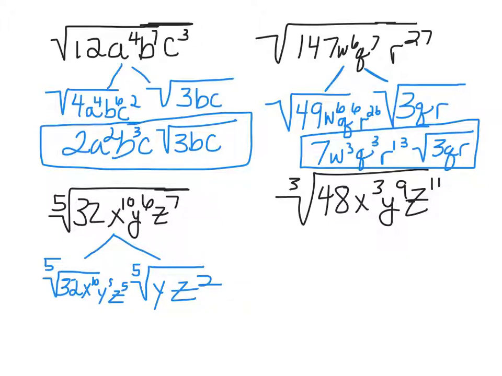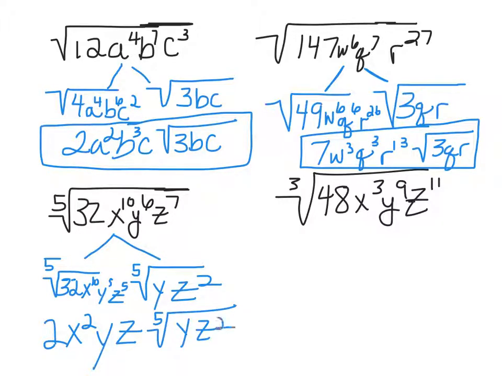Now I take this perfect fifth part, and I just find the fifth root. So the 32, the fifth root of that is 2. Then I have x to the 10th. Well, 10 divided by 5 is 2, so that becomes x squared. 5 divided by 5 is 1, so that becomes just y. And again, 5 divided by 5 is 1, so I just have z left. Then in my what's left over part, I have the fifth root of yz squared. So there we go.